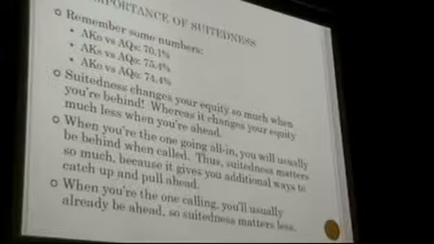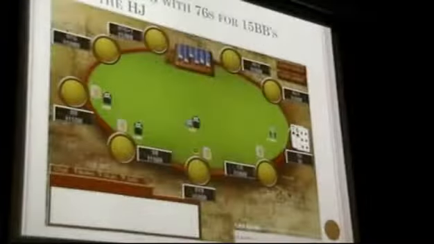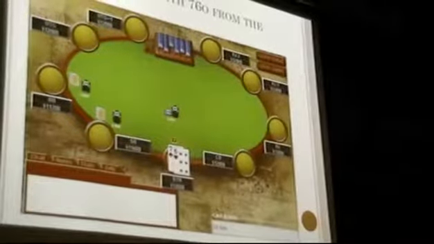But if you're the one calling, the difference between whether I should call with Ace-Jack offsuit and Ace-Jack suited is very minimal. But the difference of whether I should go all in with 5-4 suited versus 5-4 offsuit is very high. So, yeah, I would go all in with 7-6 suited for 15 big blinds from the hijack. But I would not go all in with 7-6 offsuit from the button.